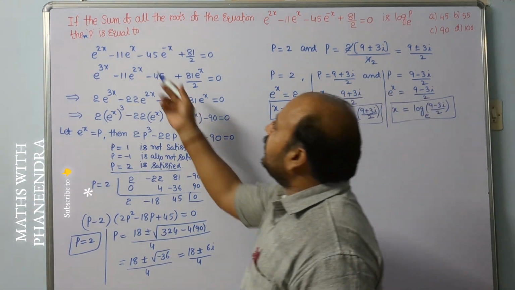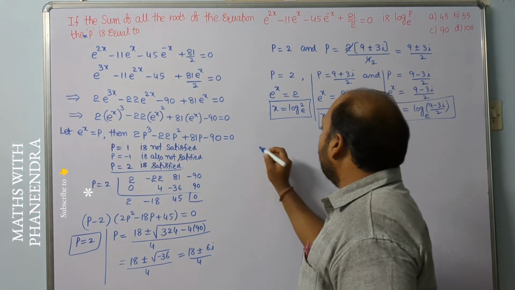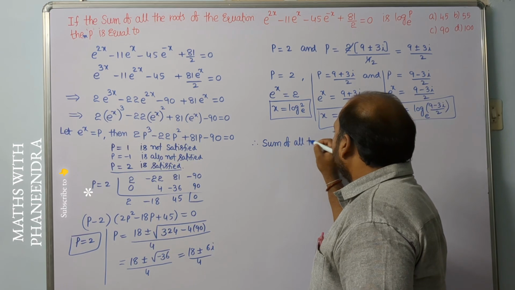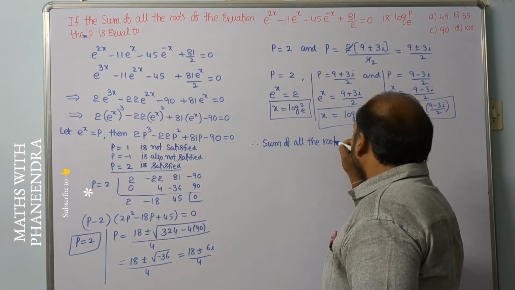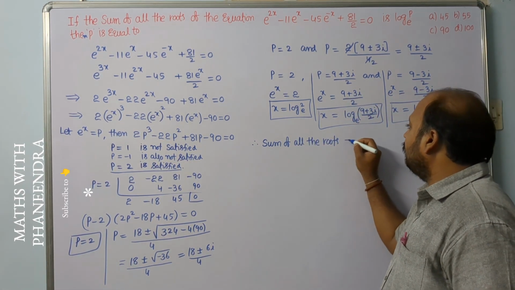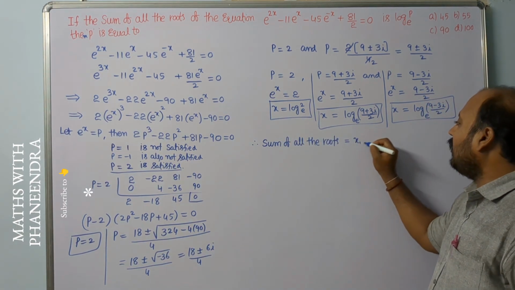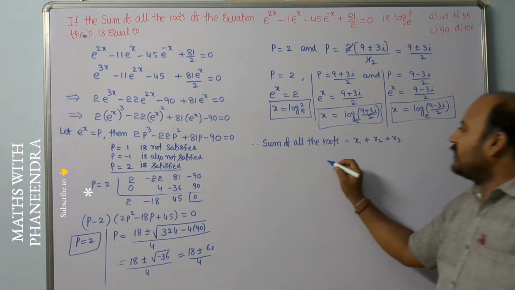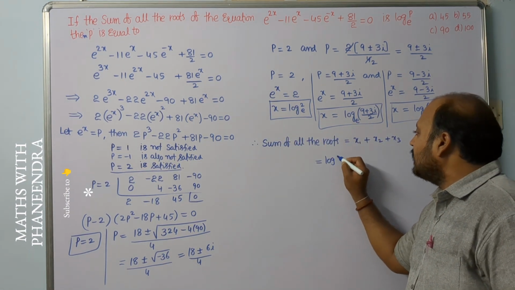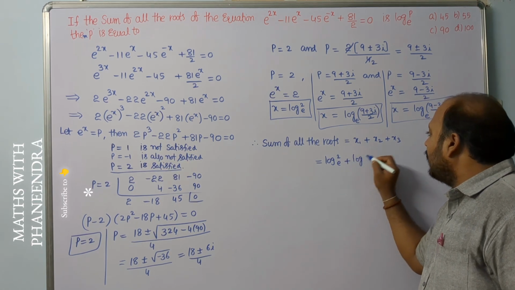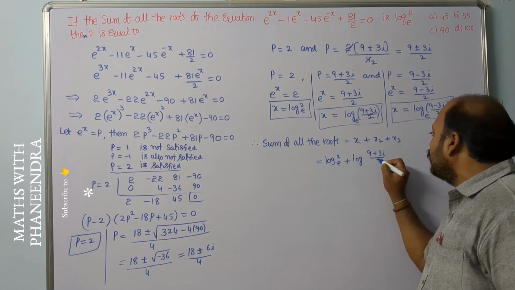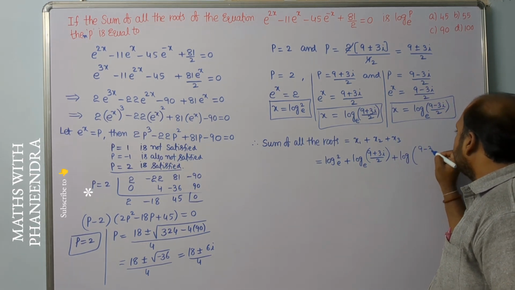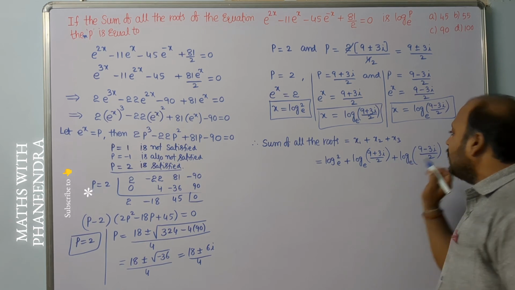So they are asking to find the sum of all the roots. Therefore, sum of all the roots is equal to x1 plus x2 plus x3. I am considering these as x1, x2, x3. So what is x1 here? Log 2 to the base e, plus x2 value, log of 9 plus 3i divided by 2 to the base e, plus log of 9 minus 3i divided by 2 to the base e.